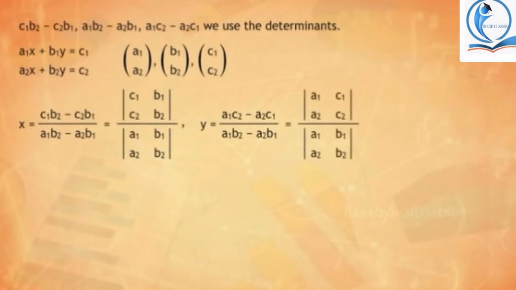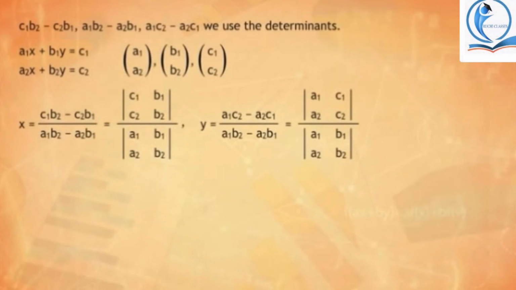x is equal to (c1 b2 minus c2 b1) upon (a1 b2 minus a2 b1), which is equal to determinant [c1 b1; c2 b2] upon determinant [a1 b1; a2 b2]. y is equal to (a1 c2 minus a2 c1) upon (a1 b2 minus a2 b1), which is equal to determinant [a1 c1; a2 c2] upon determinant [a1 b1; a2 b2].